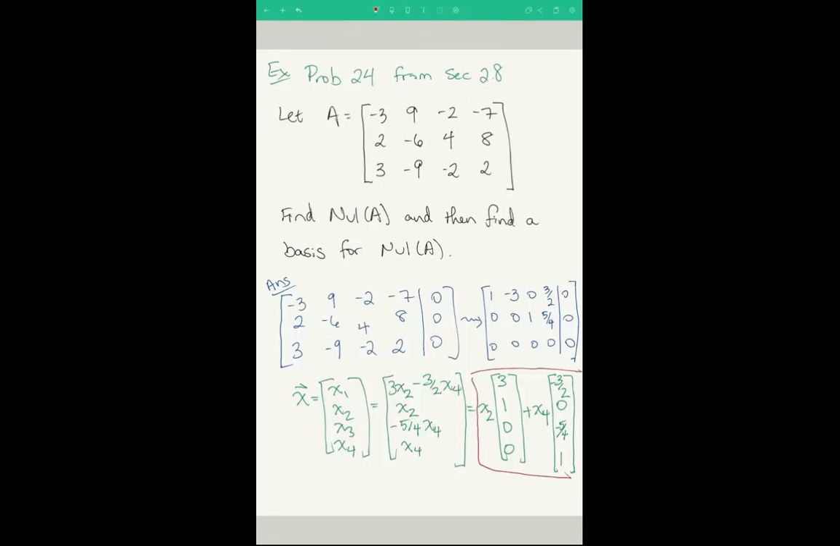Now, our second question is, what is the basis for this? Well, our basis needs 2 things. It needs to span and it needs to be linearly independent. And we can see that every vector in the null space can be written as a linear combination of these 2 vectors. Let's call this u and let's call this v. So by the definition of our null space in parametric vector form, we can see that anything in our null space can be written as a linear combination of u and v.